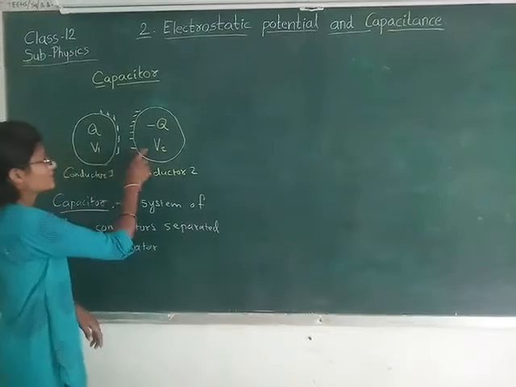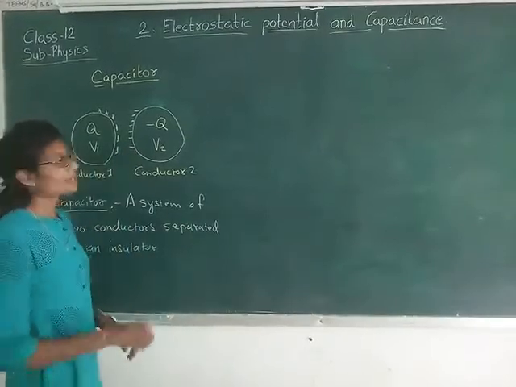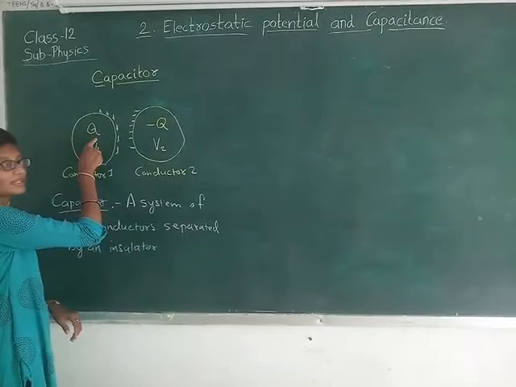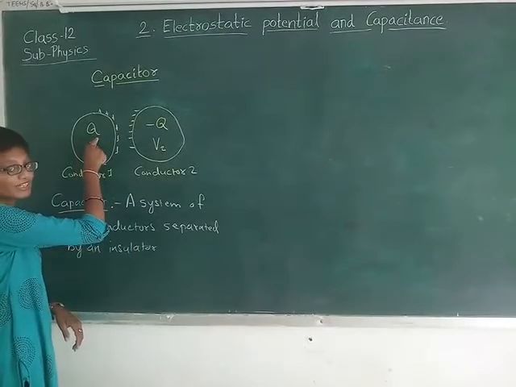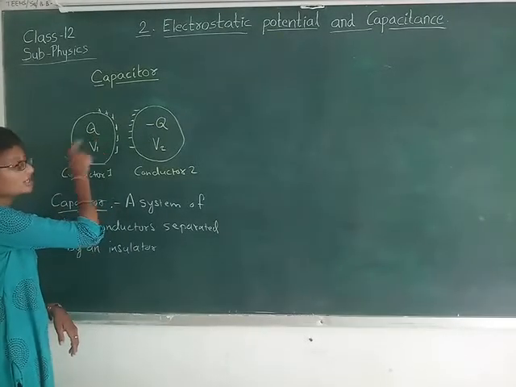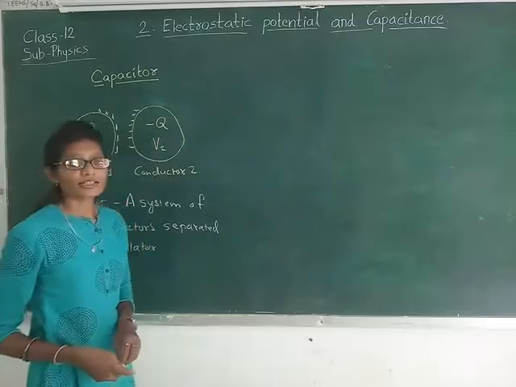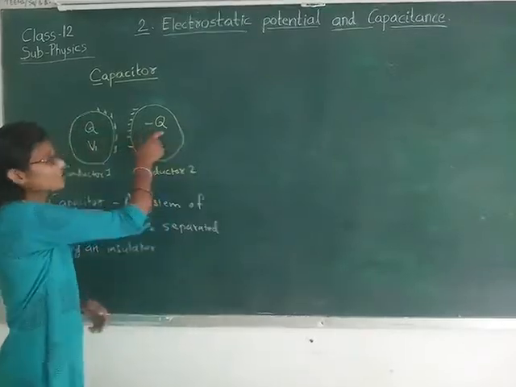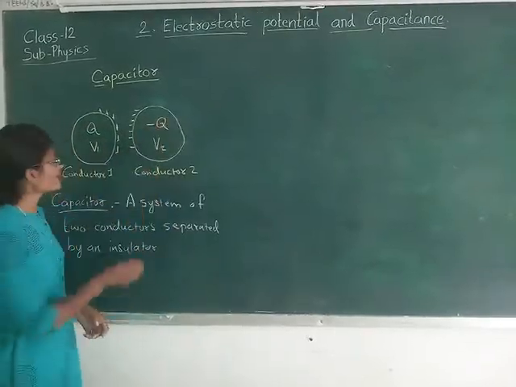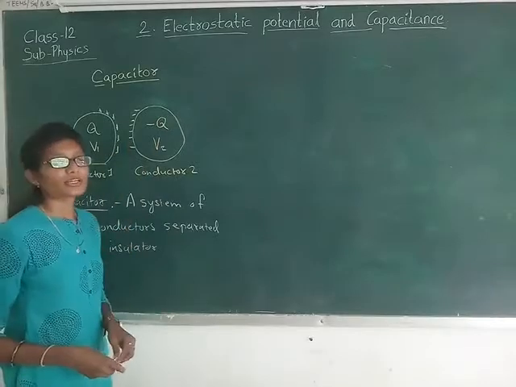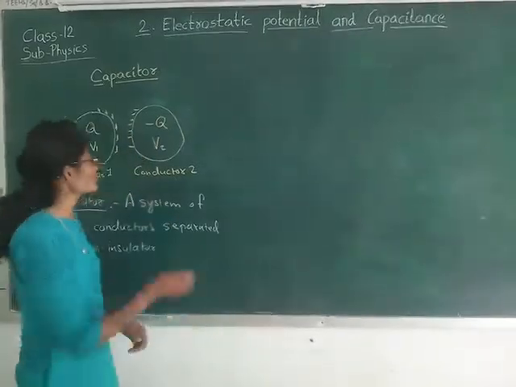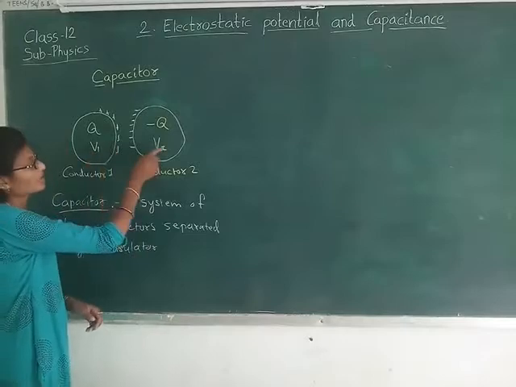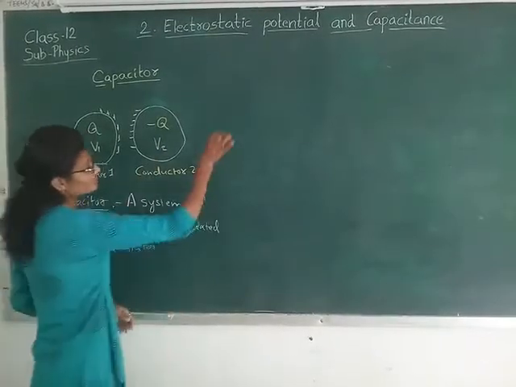You can see over here we are having two conductors, right? Here conductor 1 has charge Q, that is plus Q, positive charge is there. Here we are having the second conductor, conductor 2, having the negative charge, so that is minus Q. Here V1 and V2 denote what? They denote the potential of conductor 1 and the potential of conductor 2.